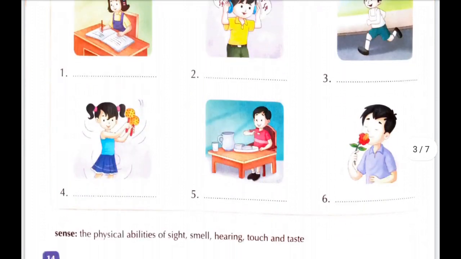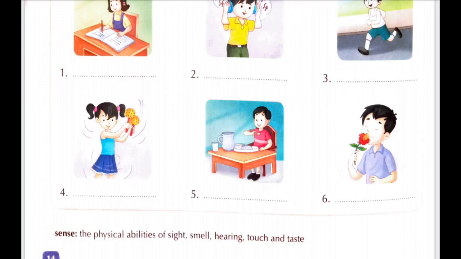In the fourth picture, the girl is playing with her hands. So she used her hands to play. So here in this blank you have to write hands. In the fifth picture, the boy is eating. So the boy used his mouth to eat. So here in this blank you have to write mouth.